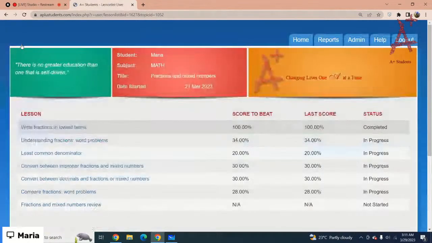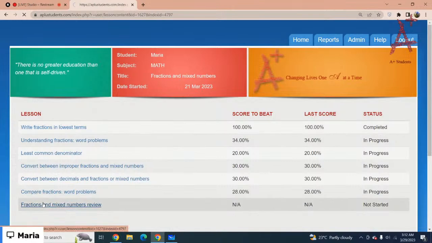Got it? Okay, the next lesson is fractions and mixed numbers review. That is just a review of the chapter. So let's just do a quick review of the chapter.